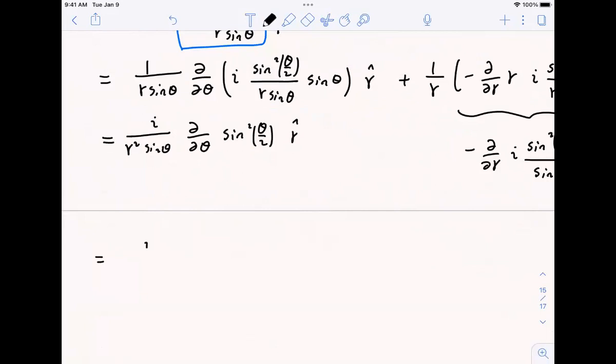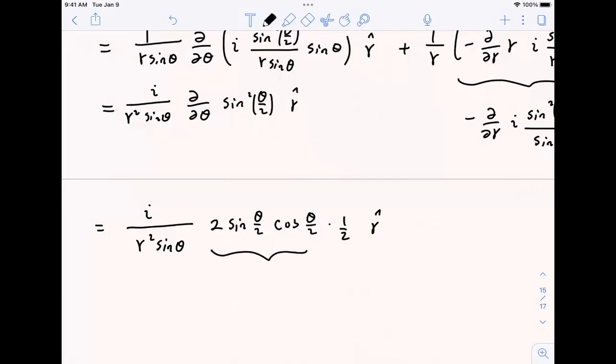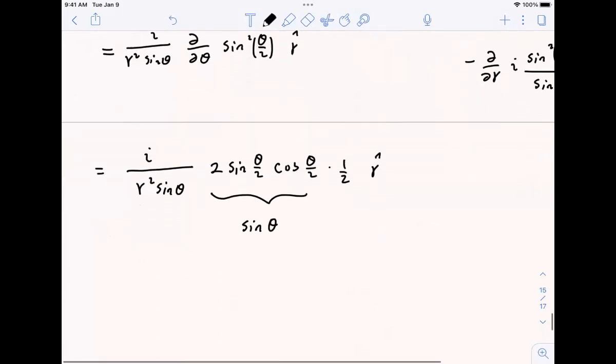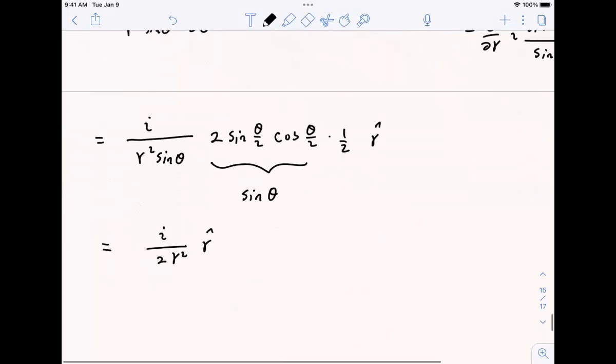Okay, so let's continue. We're going to finish it soon. So this one, just use the chain rule, 2 sine theta, and then cosine theta over 2, and then 1/2. Okay, and R. So this one is just sine theta, and then we get cancel out. So eventually you get 2. Yeah, you get a very simple result. So this is the curl. This is the Berry curvature.